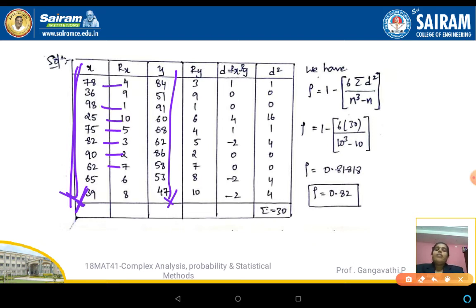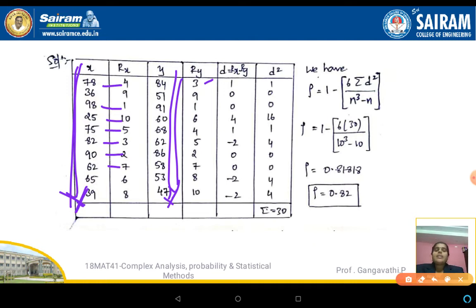Similarly, the set of values for y means the 10 students who got marks in subject y, which have been given here in this row. Now we have to allocate the rank for this also, which is given by rank y. So look at the marks and identify the highest marks given there.